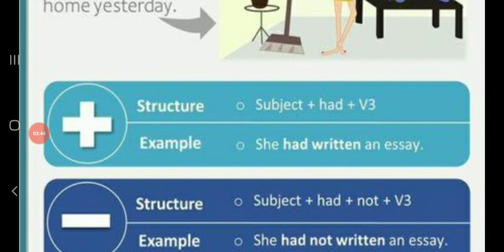Example, you can see. She had written an essay. Had is the helping verb, written is the verb third form. She is the subject and essay is an object.